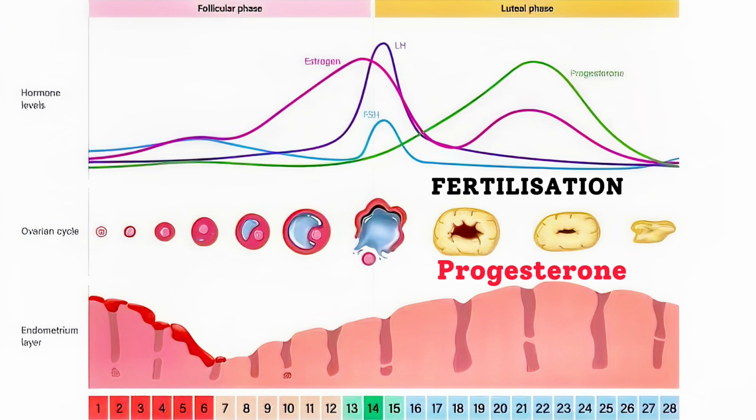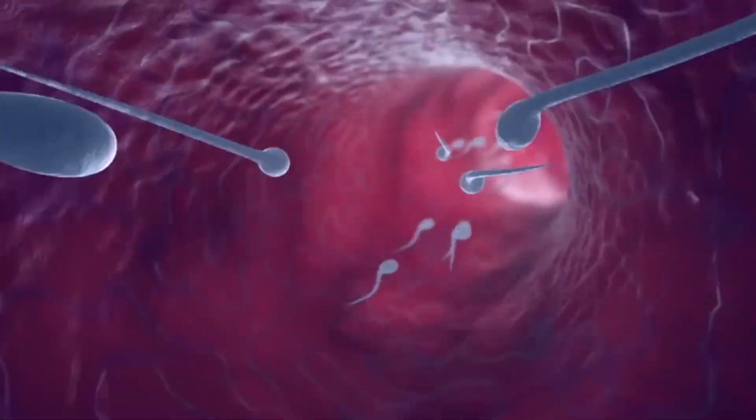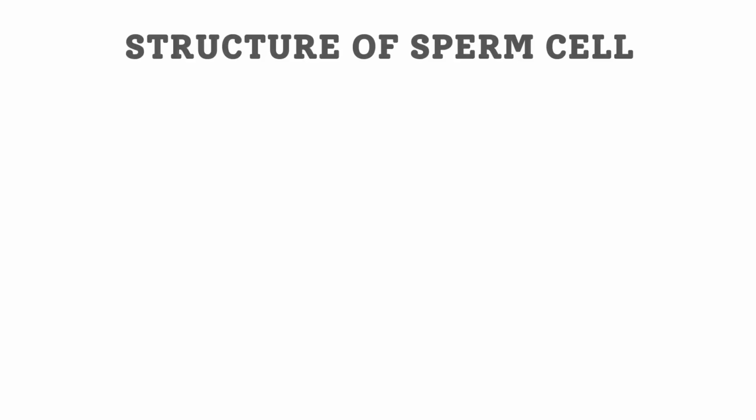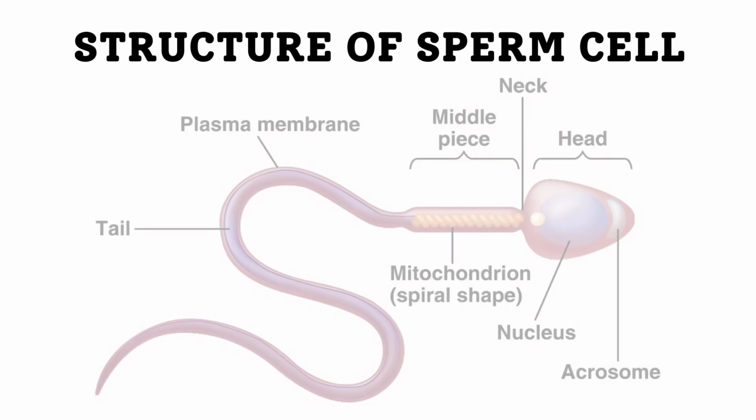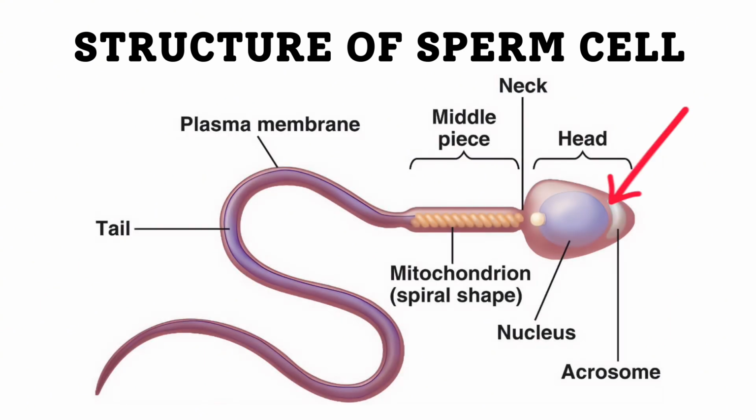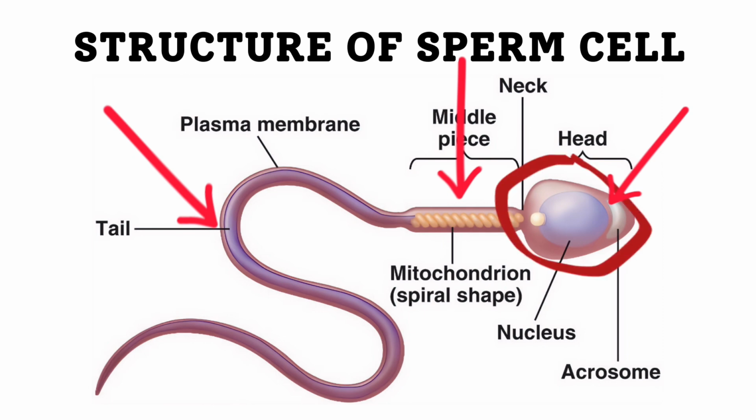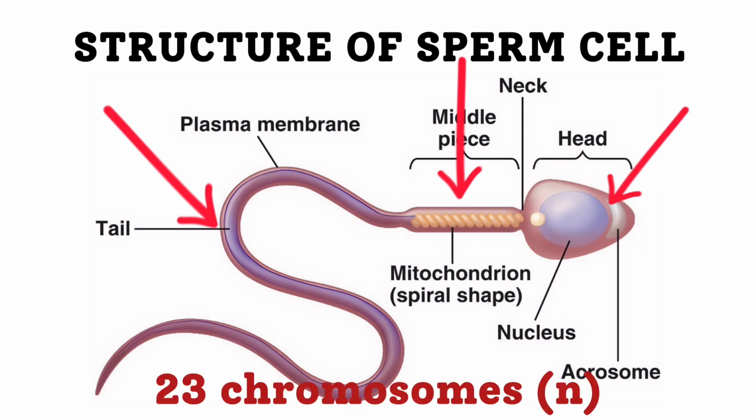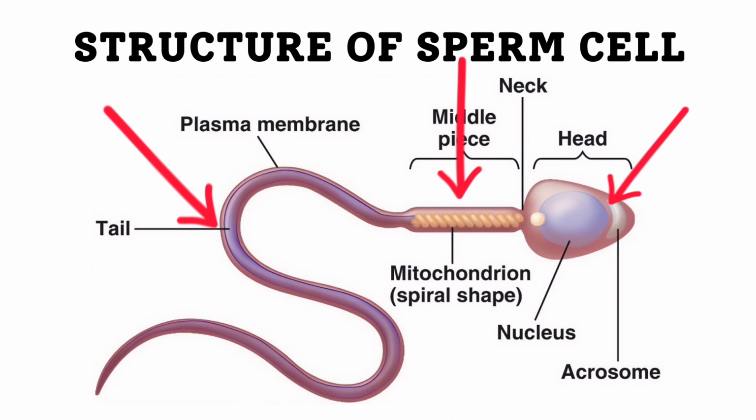But before we discuss it further, we need to understand the structure of the sperm cell as well as of the egg cell. So we're going to start with the sperm cell. The sperm cell is microscopic in size and consists of three parts: the head, midpiece, and the tail. Alright, so the head contains the haploid cell nucleus with the male genetic material, which consists of 23 chromosomes, as well as an acrosome in front.